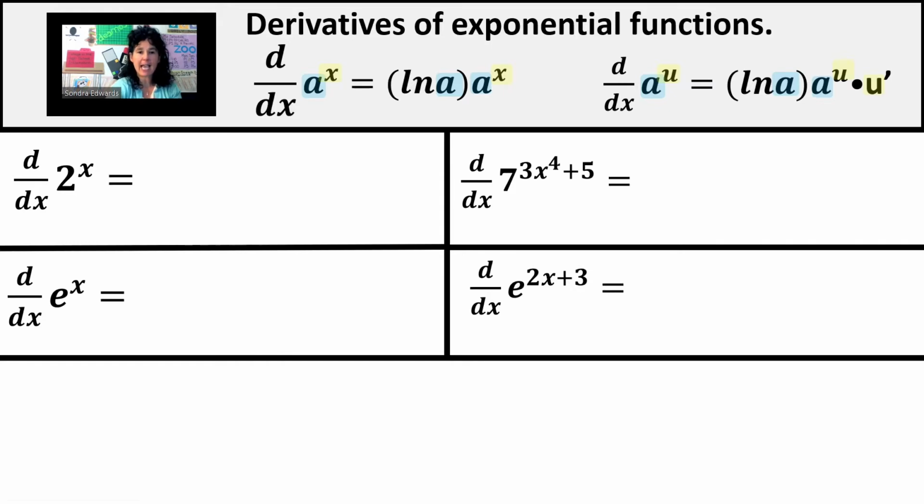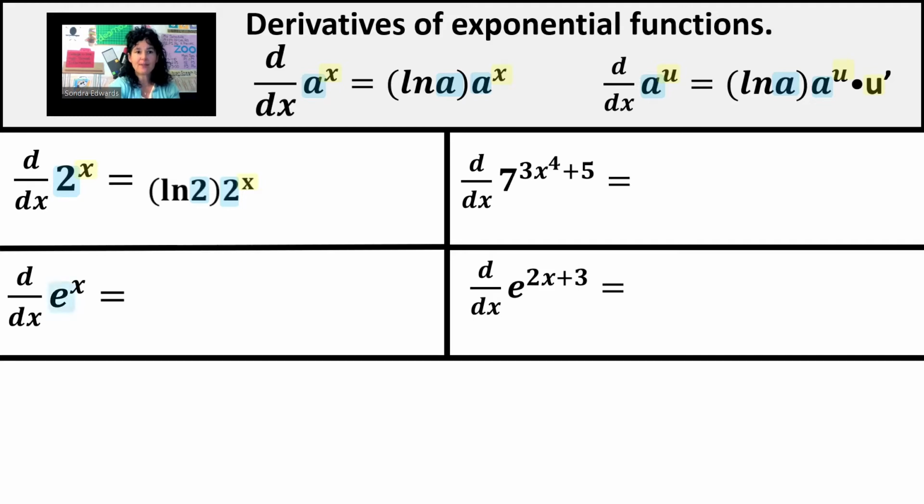So let's put that in action. The derivative of 2 to the x power. 2 is my base, x is the exponent, all right? So it's simply going to be the natural log of the base multiplied by the original. So ln of 2 multiplied by 2 to the x.